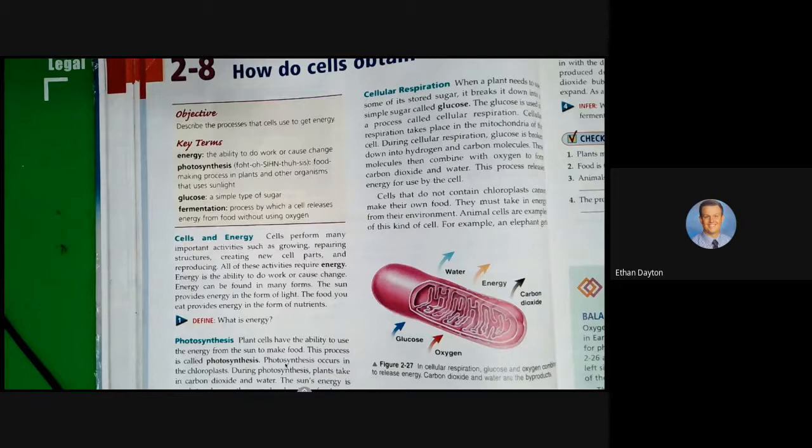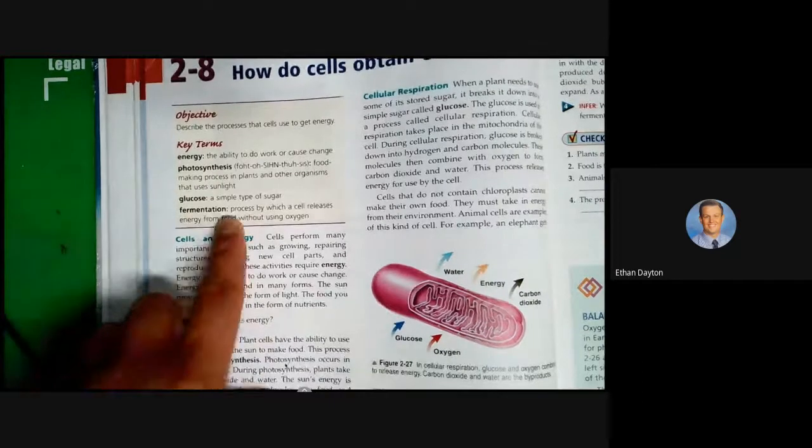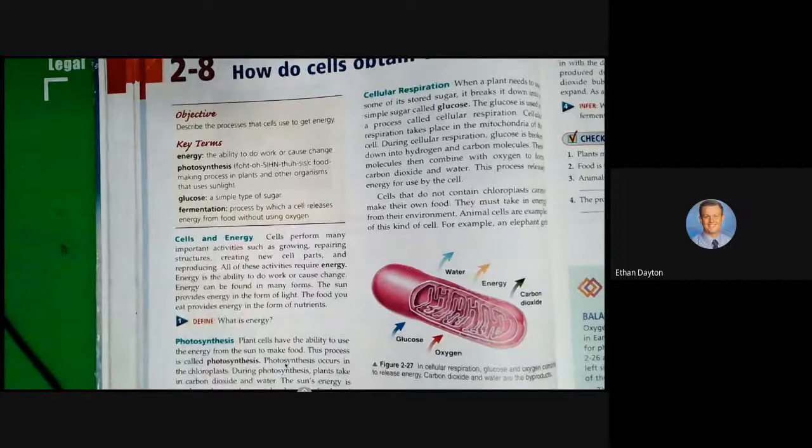The key terms or the objective? Objective and the key terms. So our objective, what is it? Describe the process that cells use to get energy. All right. And then key terms: energy, the ability to do work or cause change; photosynthesis, the food making process in plants and other organisms that use sunlight; glucose, essential type of sugar; and fermentation, the process by which your cell releases energy from food without using oxygen. Very good.